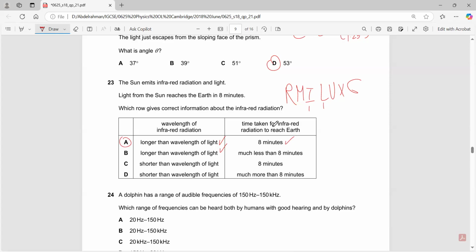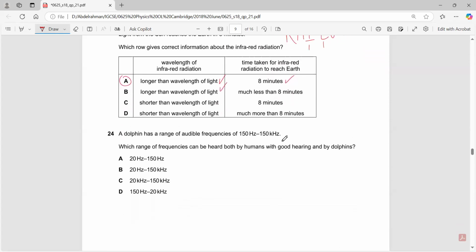A dolphin has a range of audible frequencies from 150 hertz to 150 kilohertz, 150,000 hertz. Which range of frequencies can be heard both by humans and by dolphins? Humans can hear from 20 hertz all the way to 20,000 hertz, or 20 kilohertz. Dolphins cannot hear below 150. So both humans and dolphins can start to hear from 150 hertz.